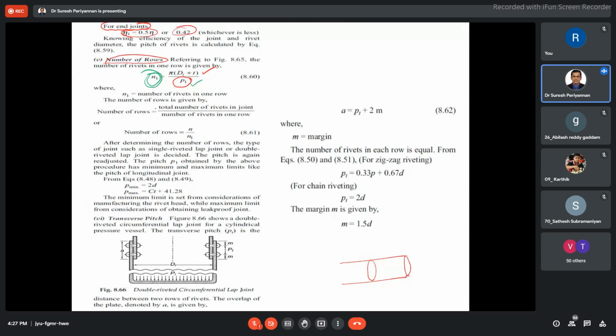Now, the number of rows. Suppose we know the total number of rivets we are going to use in the boiler shell. If you know that, then we will know this. This we have to decide. Once we know this, and we already know N1 per one row, then we can find the total number of rows.